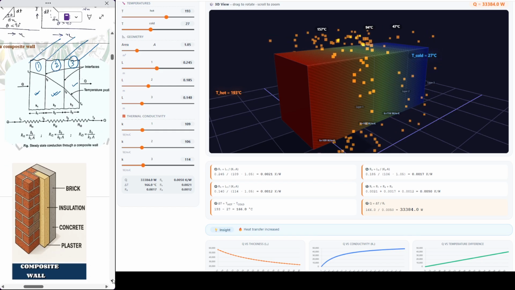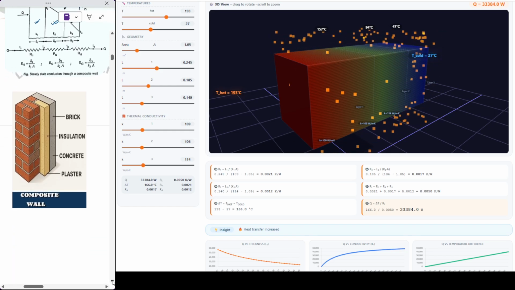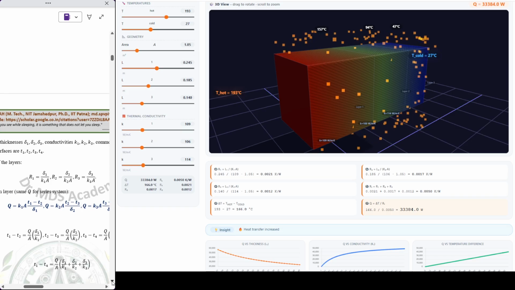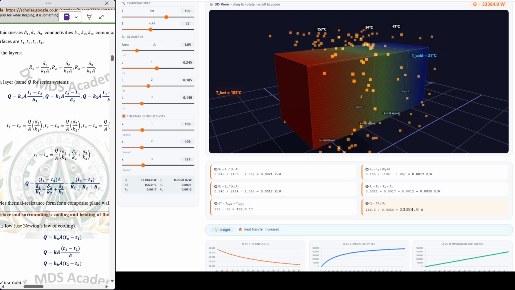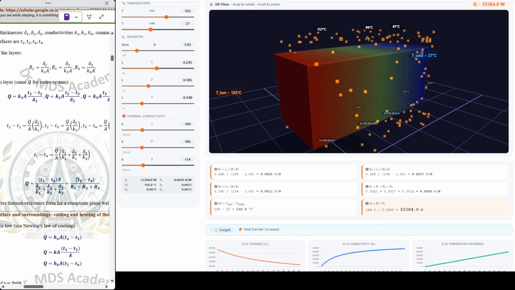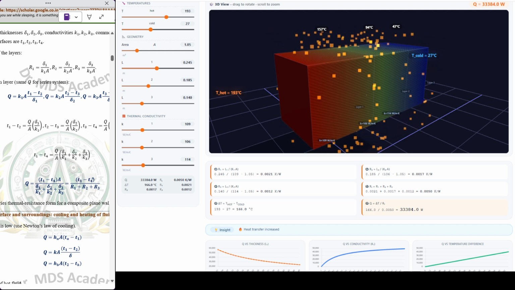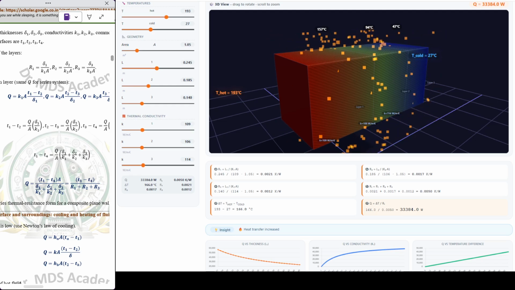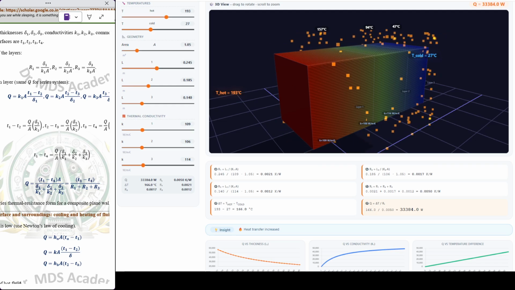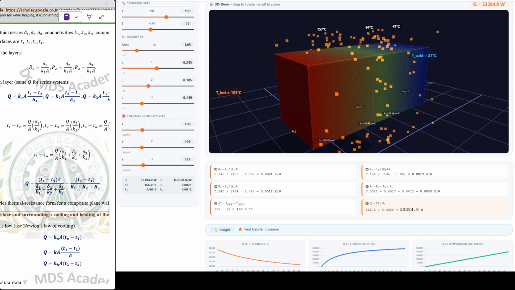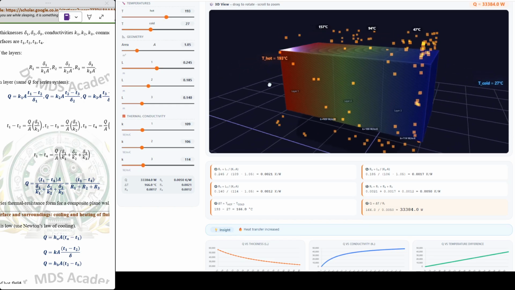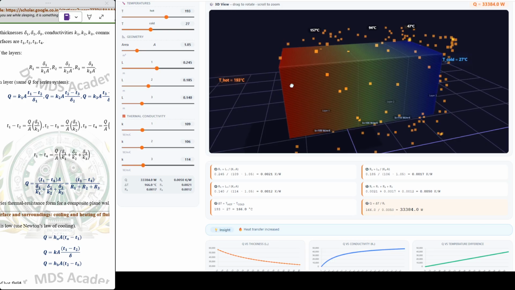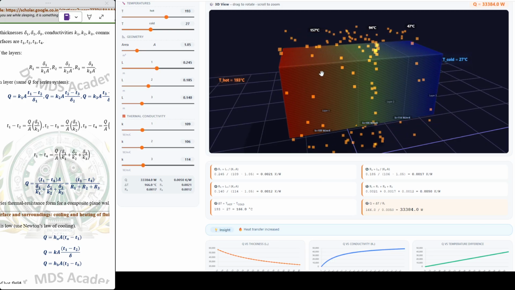Below is a live example of a composite wall. In the formula, Q is equal to the change in temperature, inlet minus outer wall temperature, upon the sum of the resistances. In the animation, TH is the hot side. This is the 3D wall, and we have three different sections.